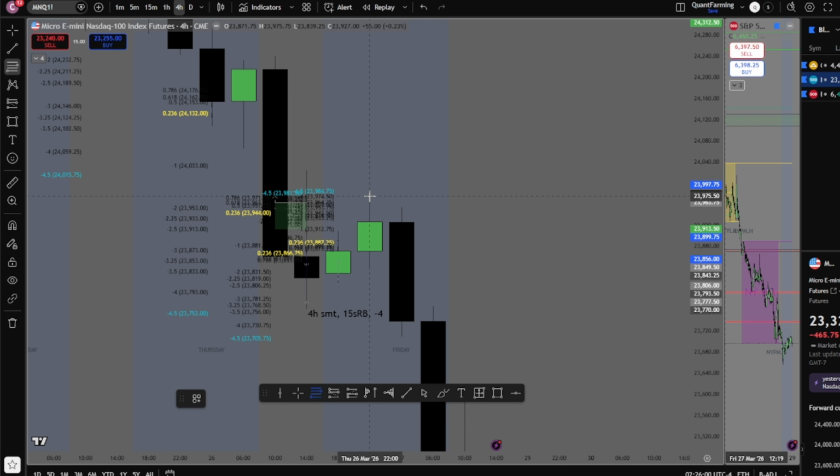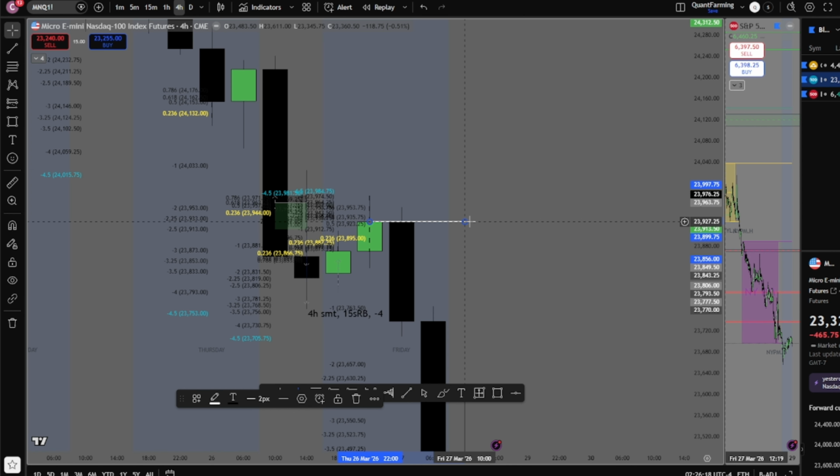You can end up taking your tool from the wick to the body. That gives you your CE of the candle. CE meaning 50%. It's just a fancy word for your rebalance range, where price leaves the imbalances. As you can see, 50% of your CE on the higher time frame 4-hour wick gives you your 0.5 here at 25,923. Now this is real deal sauce.